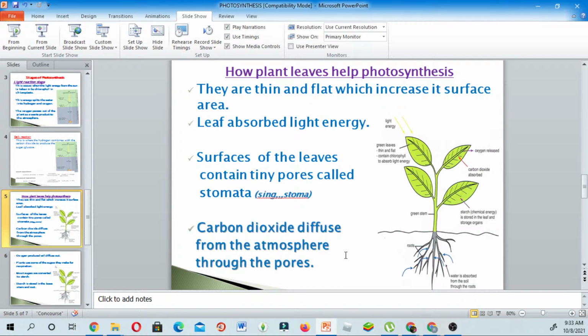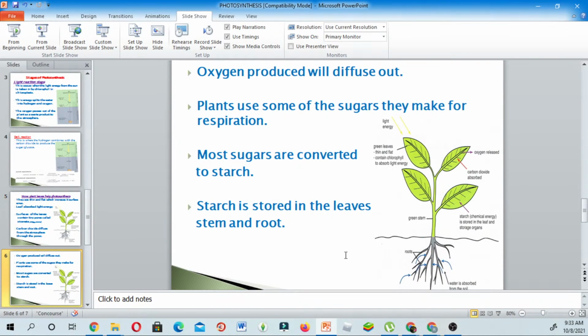These tiny pores, they are saying that carbon dioxide will diffuse from the atmosphere through these pores. So basically, the leaf of the plant has two functions. One is to get the energy from the sunlight, and two is to absorb the carbon dioxide from the atmosphere. The carbon dioxide is very important, because you will realize that it is the carbon dioxide and the hydrogen that combine or join together to form glucose.